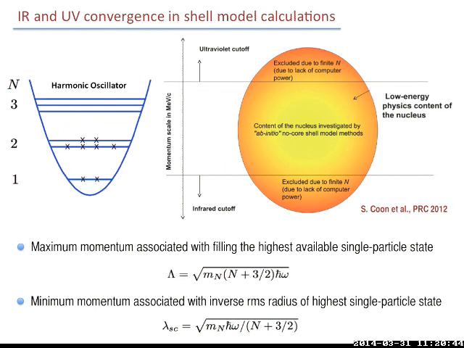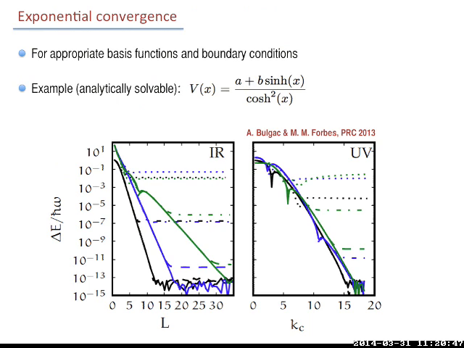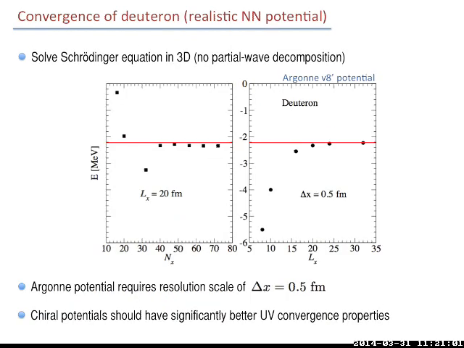I think just to save a little bit of time, one can play around with simple functions and study the IR and the UV convergence. I won't go into much detail here since these aren't really realistic forces, just giving you some idea of the exponential convergence both in the IR and the UV. But here's a first calculation of the Deuteron. Unfortunately, we haven't incorporated chiral nuclear potentials yet. So first I just looked at the Argonne v8' potential and the convergence properties of the Deuteron binding energy.